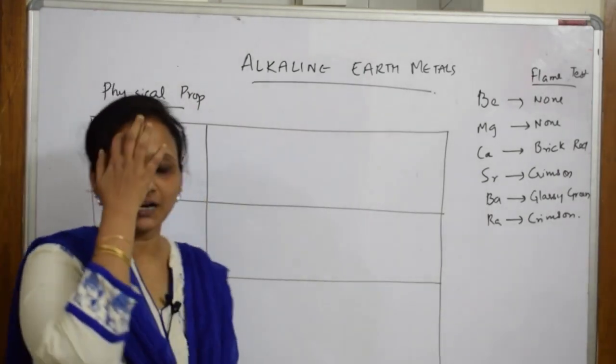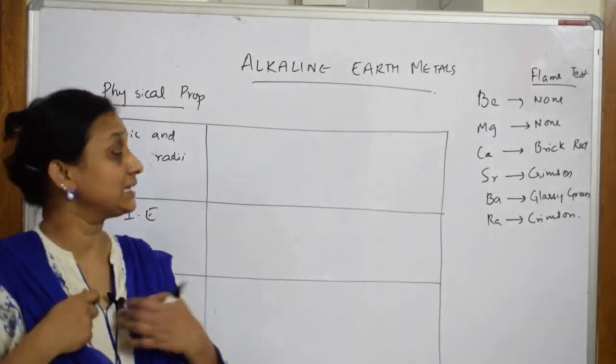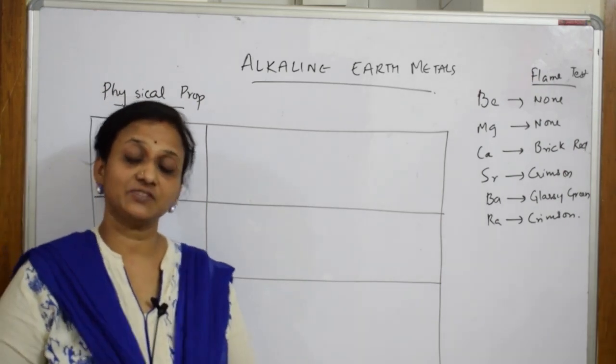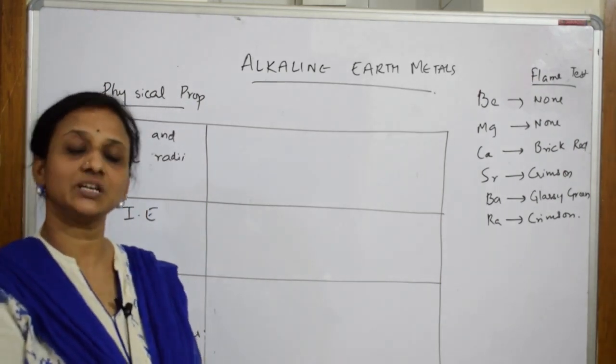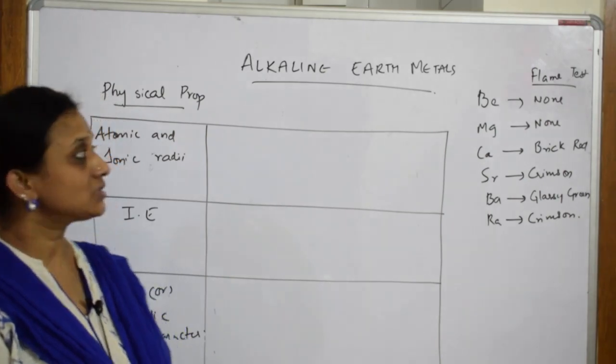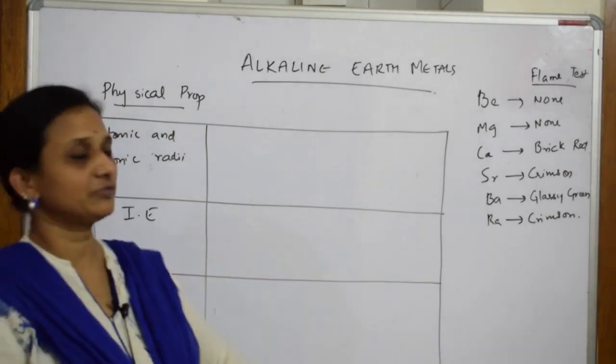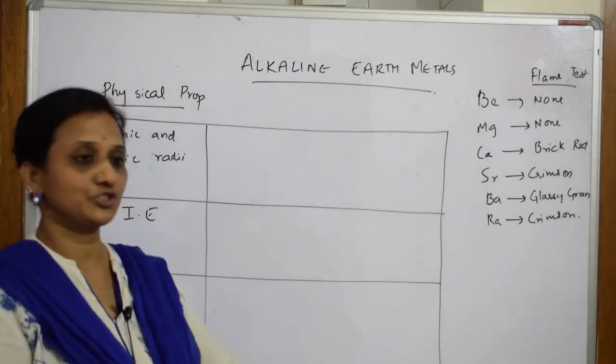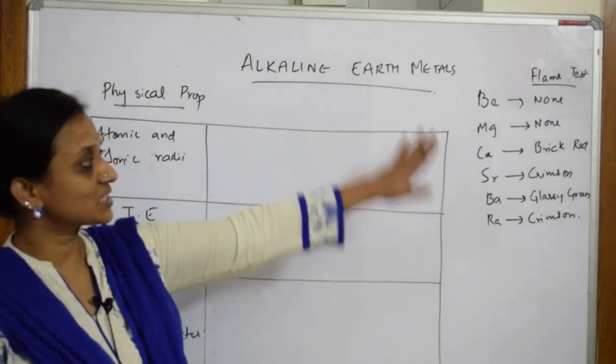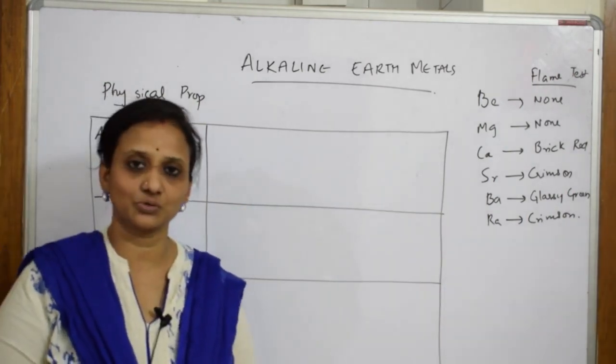Right, now let's come back. After your alkali metals, let us come back and learn alkaline earth metals. Once we are done with alkaline earth metals, then we'll start solving different multiple choice questions. Under alkaline earth metals, as we know, we have beryllium, magnesium, calcium, strontium, barium and radium. Flame test colors are given, just go through it once.